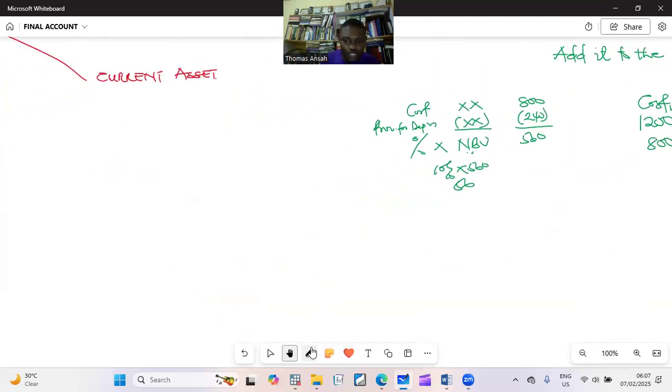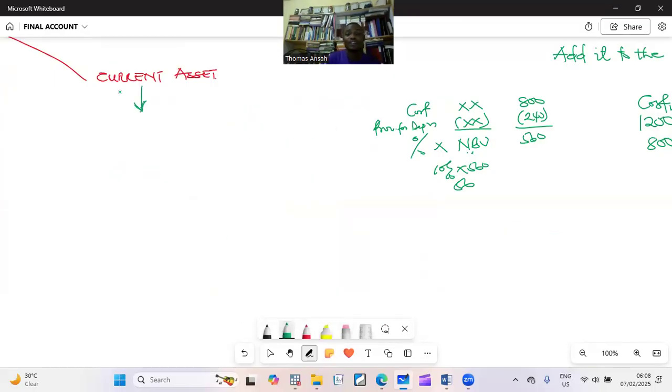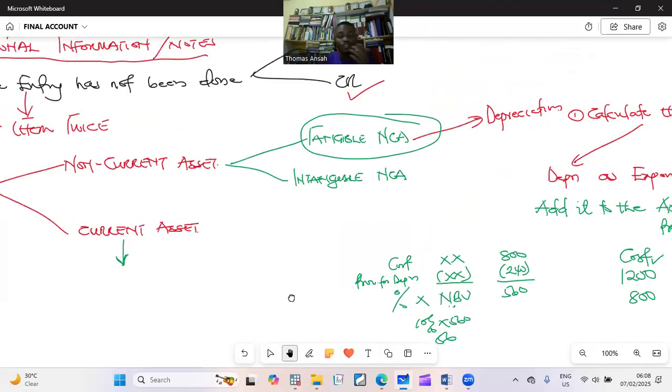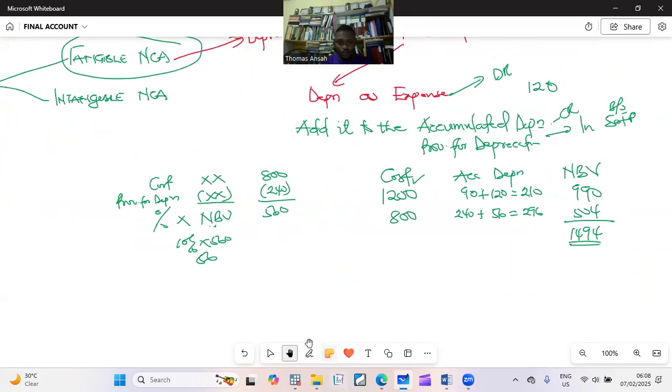When you come to the current asset, what are the things you see in the current asset? And please let me hereby add that you may have something of investment, short-term investment, as part of your non-current asset. But that one, we don't depreciate it. So if you have something like that, let me take this one off.